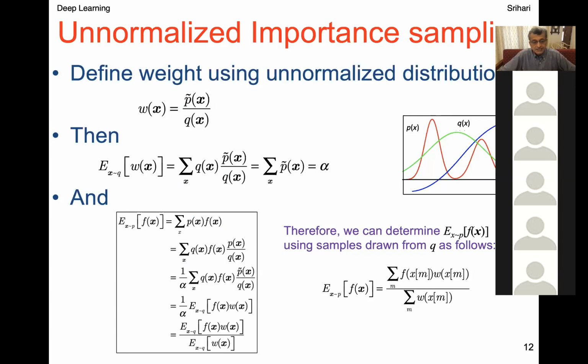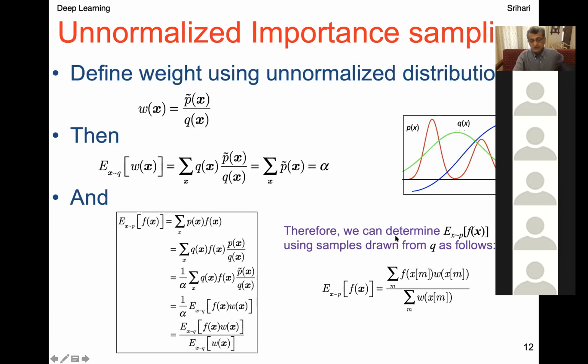Then it says that expected value of the weight is given by this particular summation here of p tilde, and it's given as the weight alpha here, and said expected value of x of f of x has an alpha term coming into play, and it is saying that can be re-expressed as a ratio here.